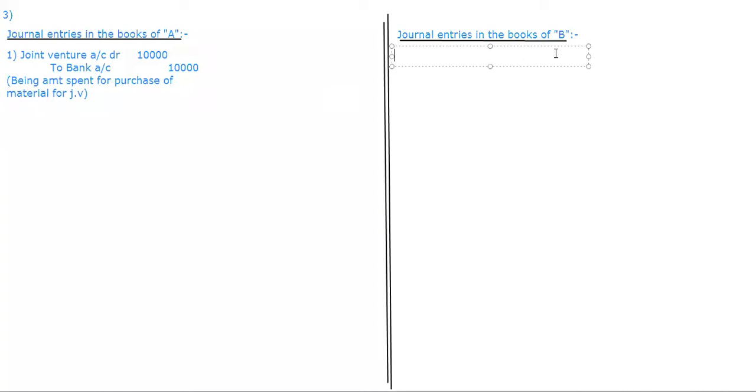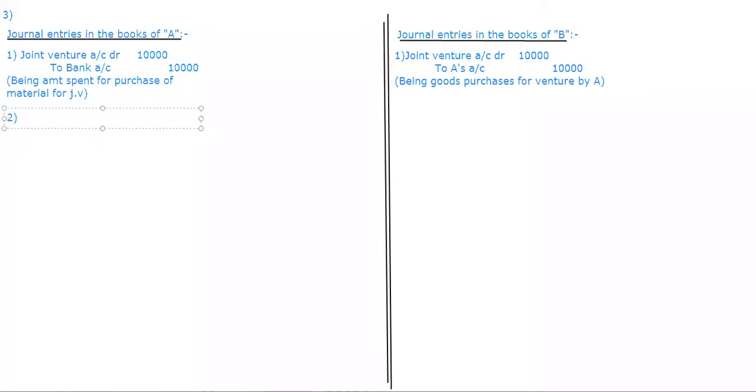Now same entry, how it comes in the books of B. So this is also the first entry for him. So here joint venture account debit, which is 10,000, to, now here we are in the books of B. So we cannot write B's name, but we can write the opposite person's name. So that is what here, A's account I'm going to write. Being goods purchased for venture by A. Done.